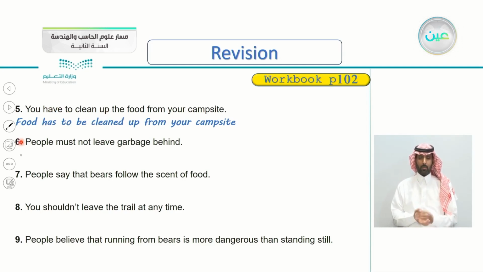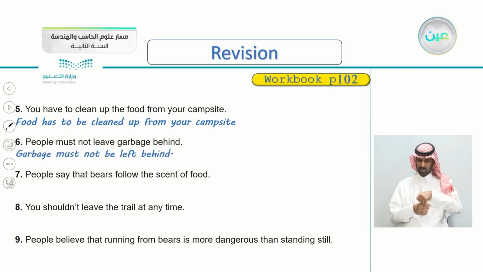Very good. Going to number six here. People must not leave garbage behind. So the object here is, yes, garbage. So how do we write it in a passive voice? Very good. We say garbage must not be left behind. If you want to add the subject here, of course, you say here by people. Garbage must not be left behind.